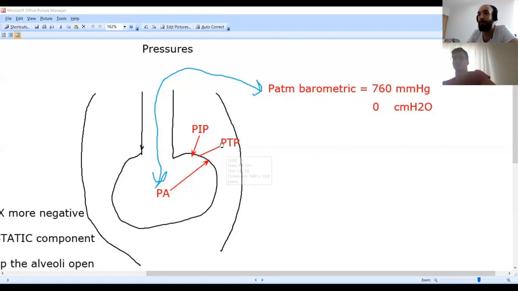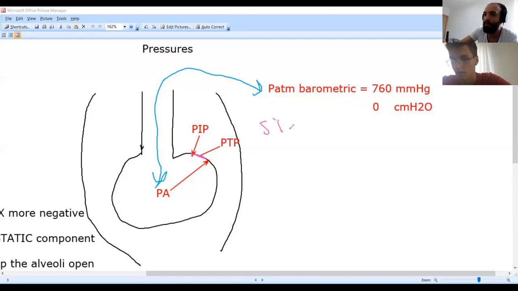So now we move on to the transpulmonary pressure, PTP. Transpulmonary pressure is the transmural pressure of the alveoli. And we said that it's the pressure of this wall. And it is the inside minus outside. So PTP is PA minus PIP. Clear? Now, what we have to know about the PTP?